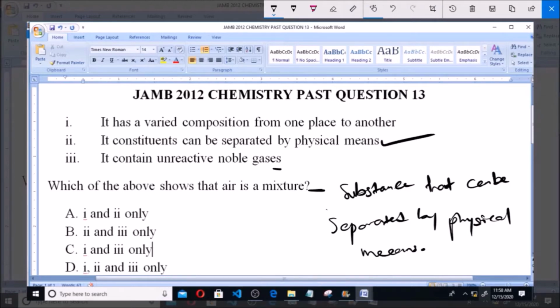Option III says it contains unreactive noble gases, which is also correct. Mixtures consist of substances that do not react chemically with each other, and like you know, air consists of unreactive noble gases, making it a mixture. I now says it has a varied composition from one place to another. I also makes it a mixture. So the answer to this question is actually option D, I, II and III only.